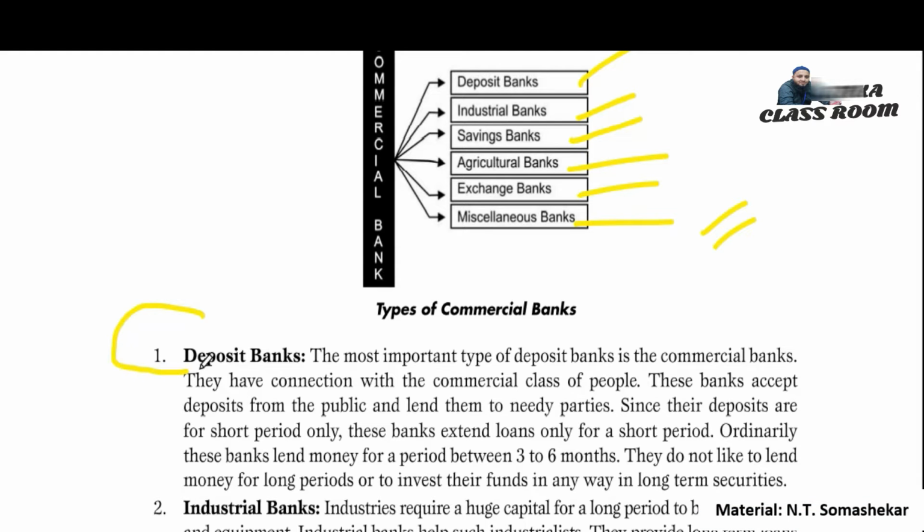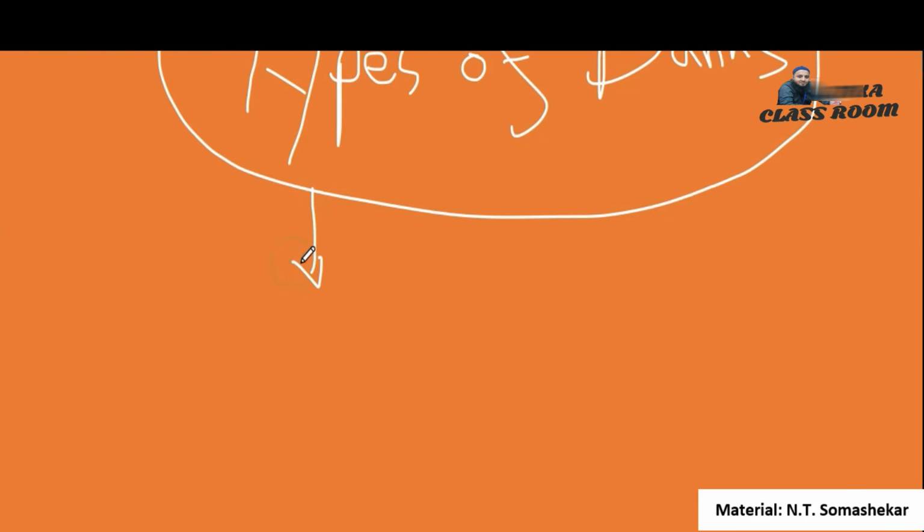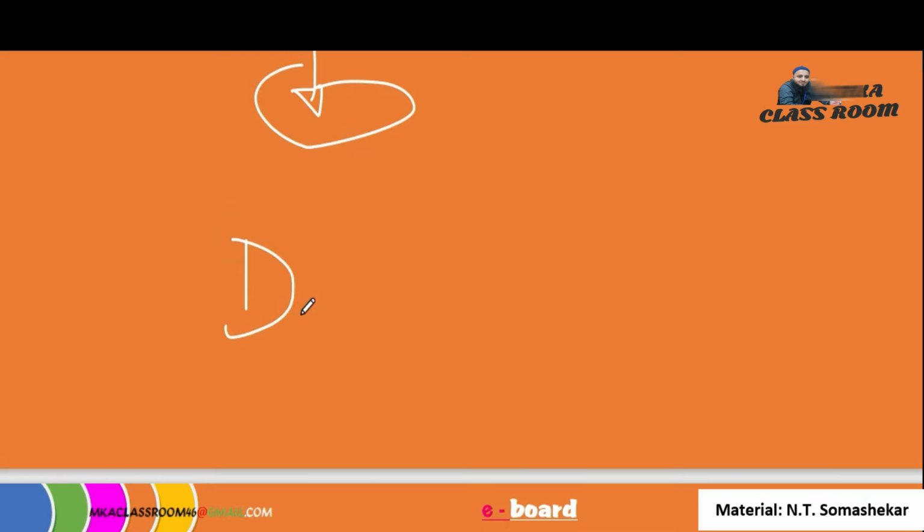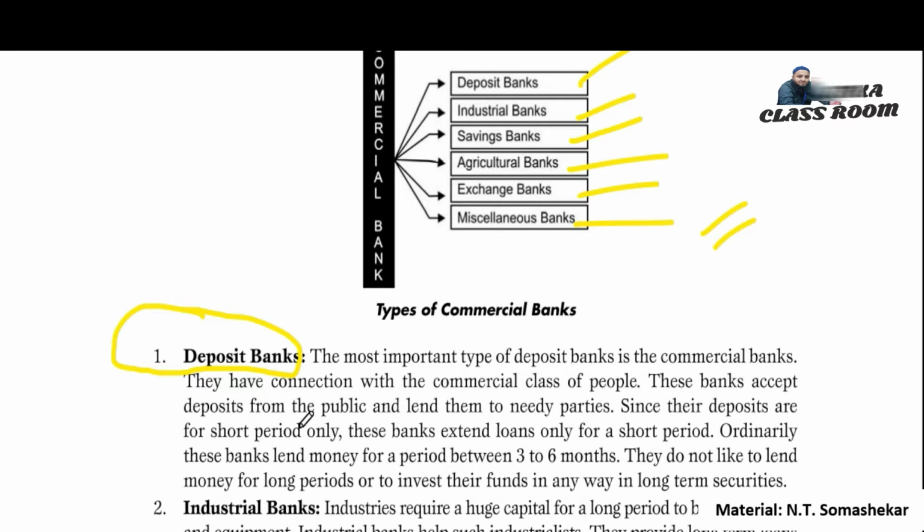At first we will start with deposit bank. Simply, the bank which collects deposits from several classes of people is treated as a deposit bank. Obviously it is a commercial class of bank. Its main aim is to earn profit. The most important type of deposit bank is the commercial bank. They have connection with the commercial class of people.